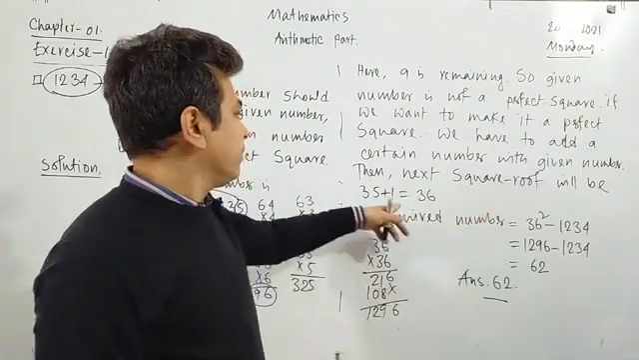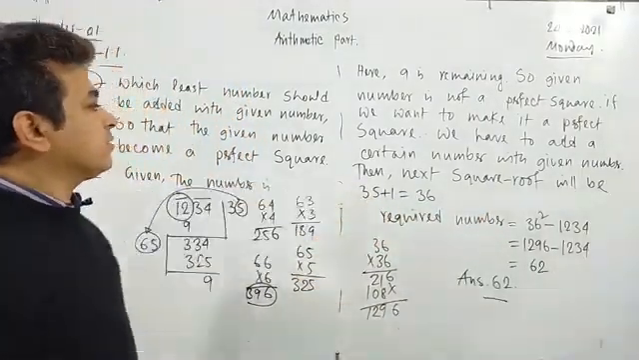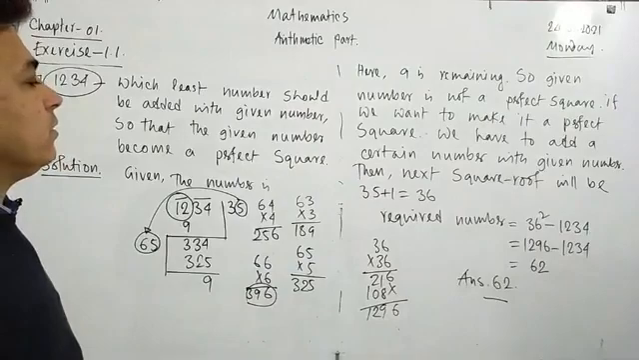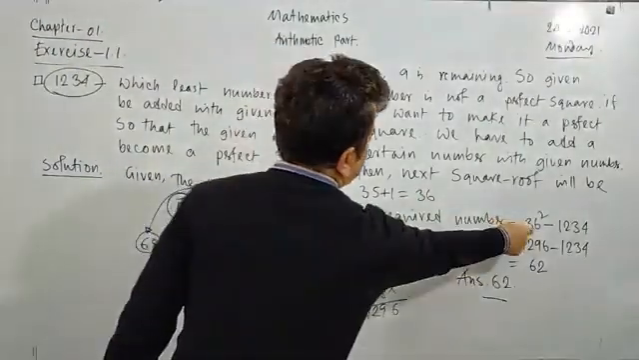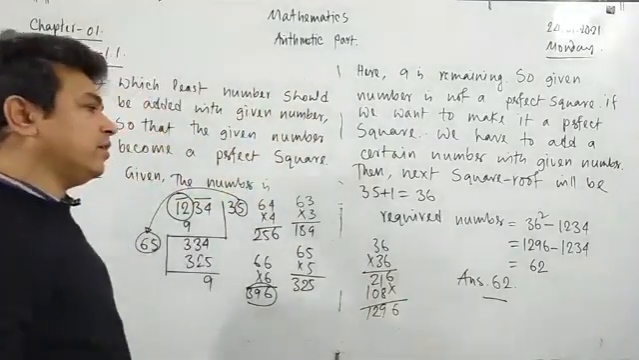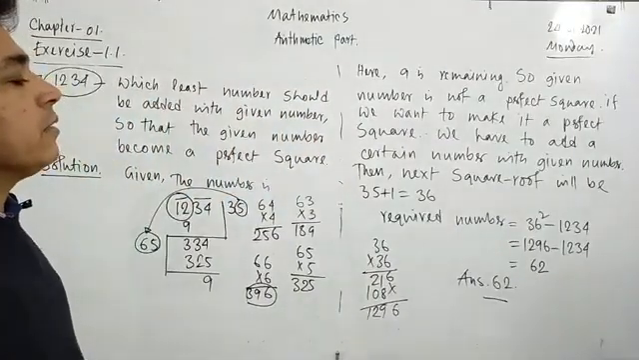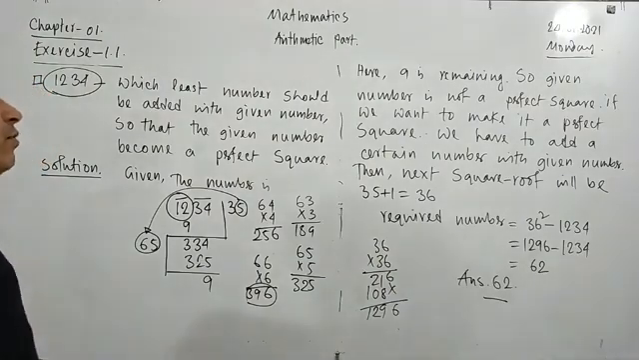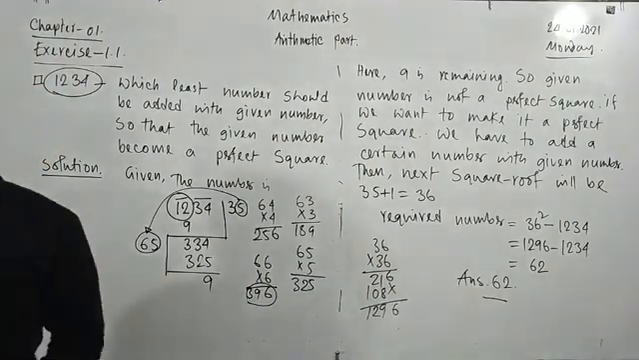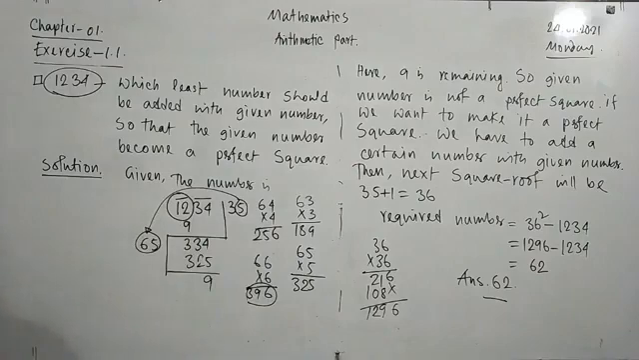So then the next square root will be 35 plus 1 equals 36, and of course this square root 36 we have to multiply, 36 into 36, that is 36 square. Which is 1296 minus 1234, it is 62. All of you understood? I spent, I think, 10 minutes more.